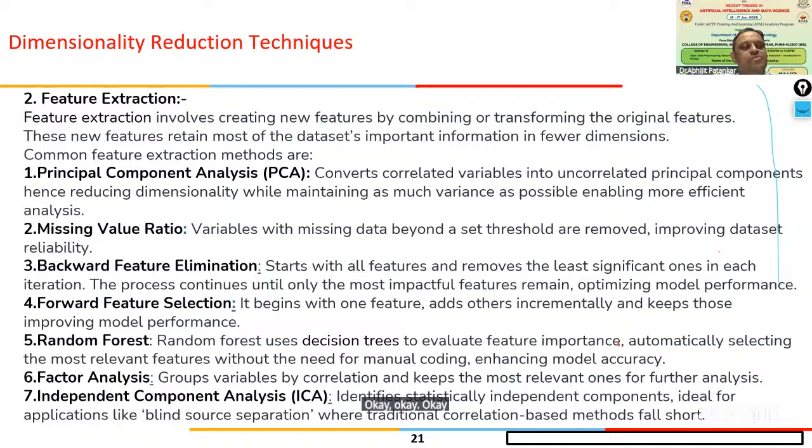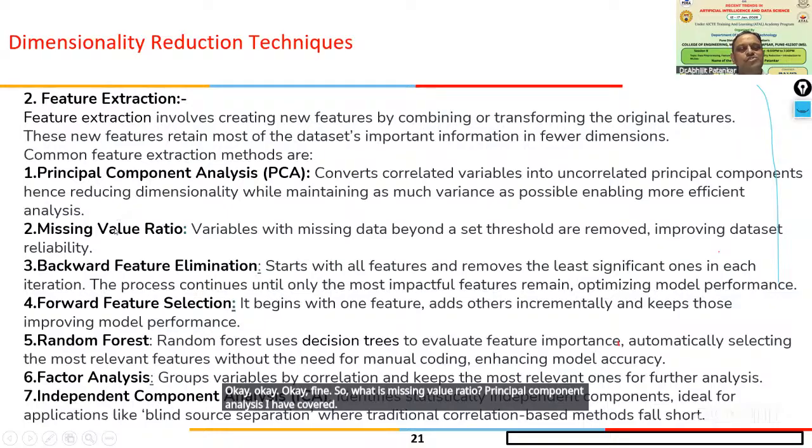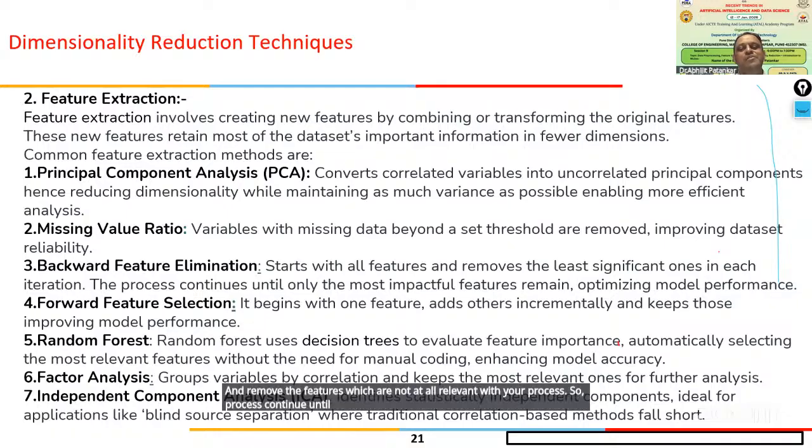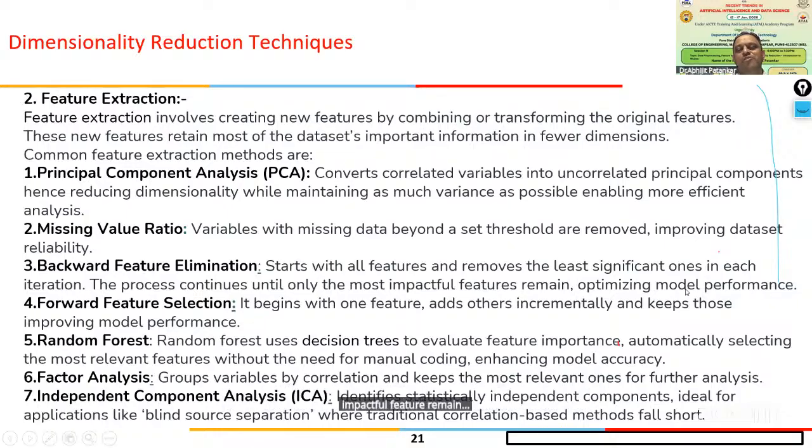Okay, fine. So what is missing value ratio? Principal component analysis I have covered. Then missing value ratio also covered. Backward feature elimination starts with all features and removes the least significant one in each iteration. So whatever is the least significant and more significant, you categorize them and remove the features which are not at all relevant to your process. The process continues until only the most impactful features remain, optimizing model performance.